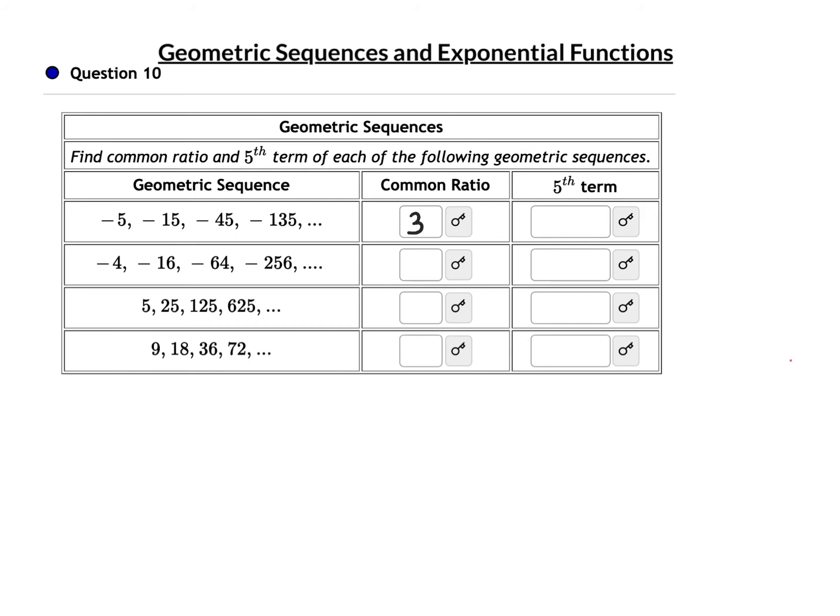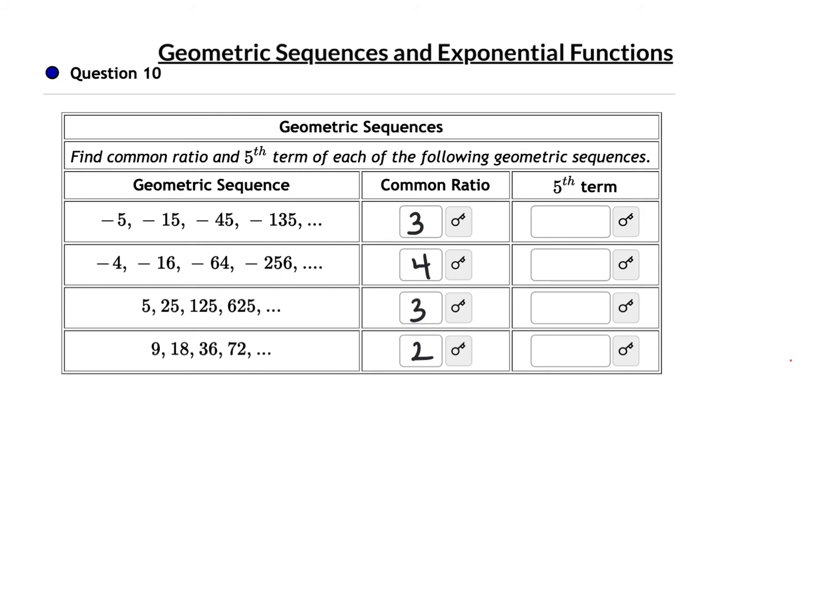For the next one, negative 16 divided by negative 4. Pick any pair, take the current divided by the previous. You're going to get 4 for this one. On the third one, 25 divided by 5 is 3, just like 125 divided by 25 is 3. And on the last one, current divided by previous gives you 2.